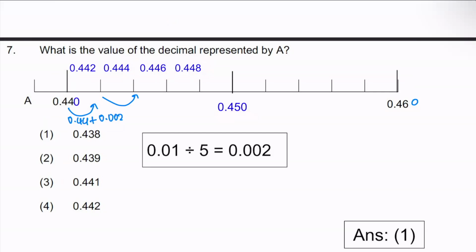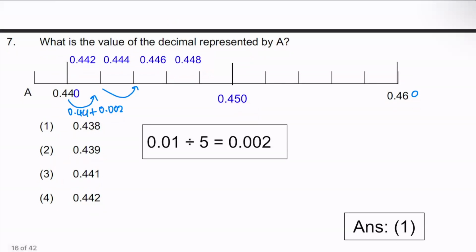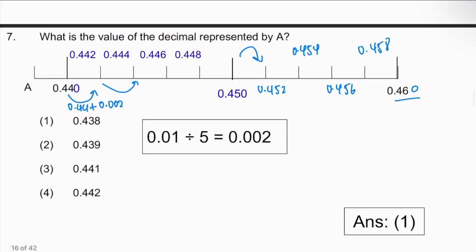0.450. Then same thing here, 0.450, then this one will become 0.452, then this one is 0.454, this one is 0.456, this is 0.458, and then this is 0.460. So each time you jump here, you add 0.002, which means that to get to A, you must minus 0.002.